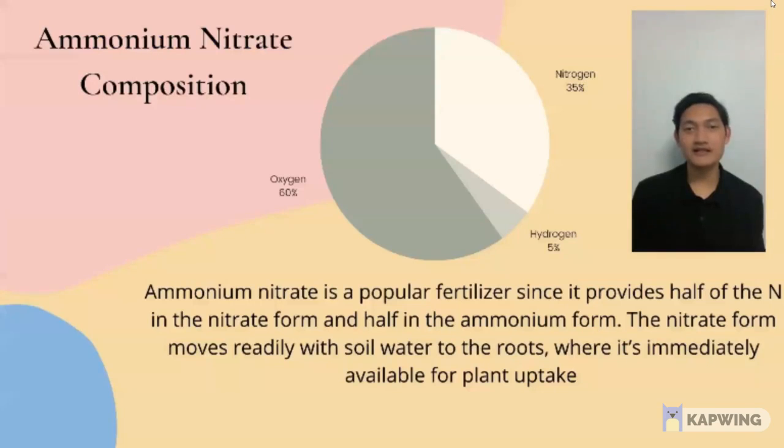Next is the composition of ammonium nitrate. It is composed of 35% nitrogen, 5% hydrogen, and 60% oxygen. So why is ammonium nitrate popular as a fertilizer? It is popular because it provides half of the nitrogen in the nitrate form and half in the ammonium form. The nitrate form moves readily with soil water to the roots, where it is immediately available for plant uptake.